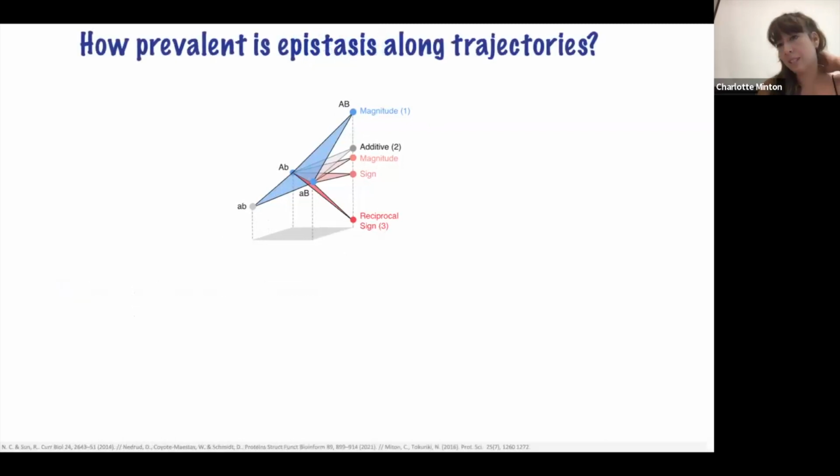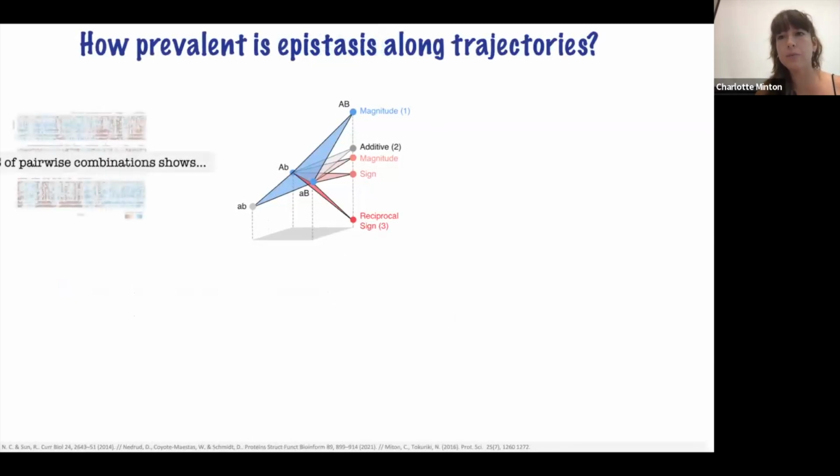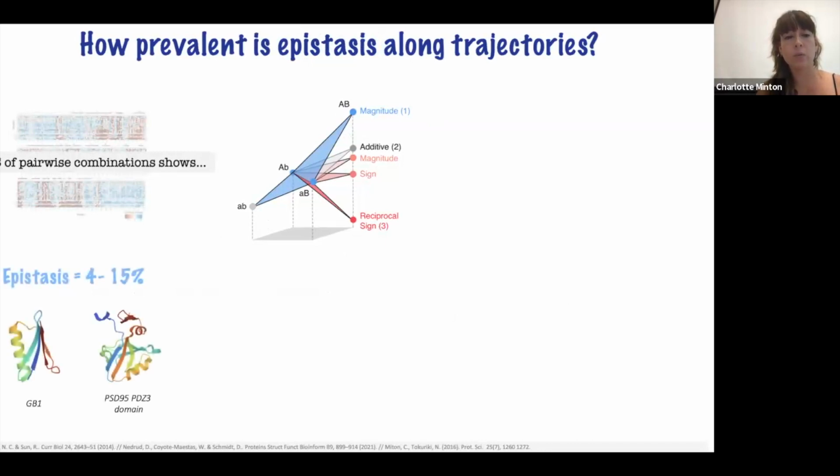So how prevalent is epistasis along evolutionary trajectories? With the rise of deep mutational scanning technology, we can look at pairwise combinations and have a good metric for epistasis. When we look at pairwise combinations in GB1 or the PDZ domain, for example, the authors found that epistasis is about 4 to 15% of all combinations. So it's not that much, right? Should we really be worried about that?